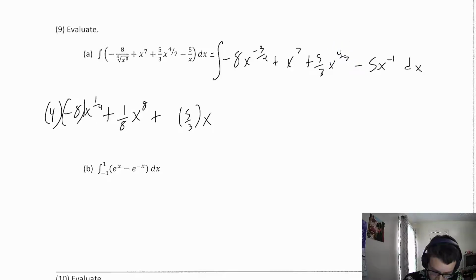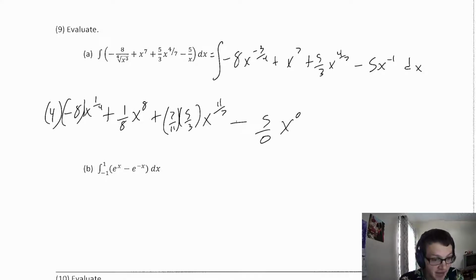and if we add 1 to the exponent here, we're going to have 11 over 7, and we multiply by the reciprocal. And the reciprocal of 11 over 7 is 7 over 11, minus, and now we add 1 to the exponent and divide, but here we get a divide by 0 error. And if we're ever taking an integral and we get a divide by 0 error, it means we need to have a natural log there. And so this, we get 5 times the natural log of x.